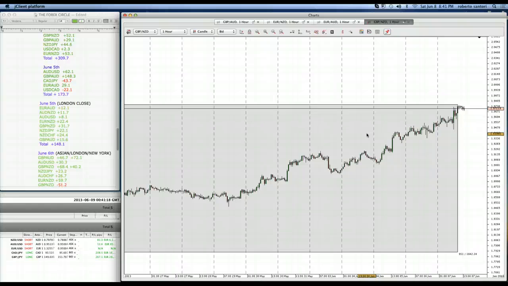And if you can do that with 4 or 5 pairs, 2 or 3 hours, you can bank 80 or 100 pips. Okay, that's it.